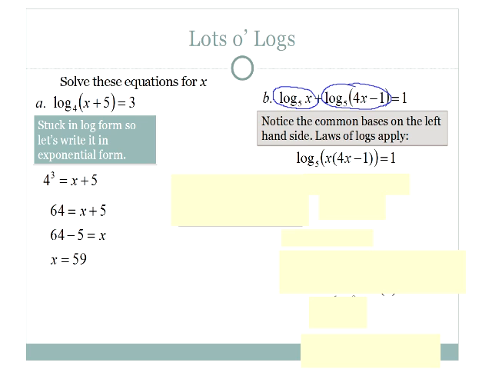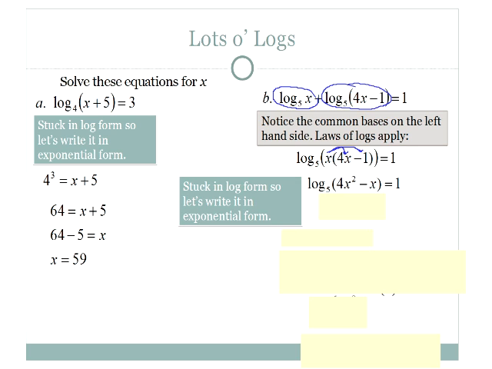And this is where you start to get really excited because when you see where this is going, I'm going to get a quadratic in here. I'm going to have 4x squared minus x. But that's all I can do with log form. I'm stuck. So if I'm stuck in log form, we're going to go to exponential. 5 to the 1 equals 4x squared minus x. Now this truly is a quadratic, and we know how to solve those.